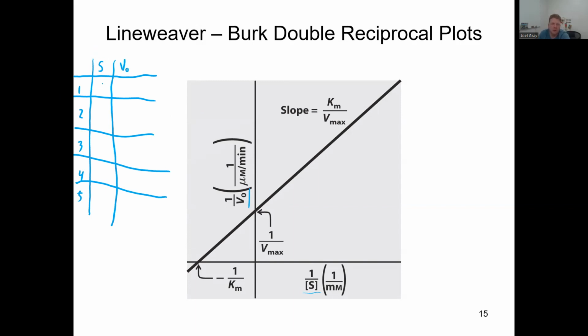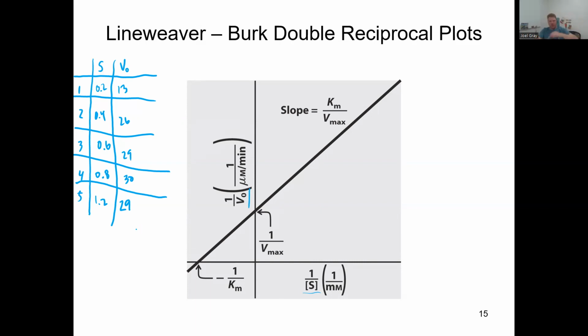So substrate concentration 0.2, 0.4, 0.6, 0.8, and 1.2. We'll just say those, okay? Now, for each one of those trials, you'll get a velocity: 13, 26, 29, 30, 29.